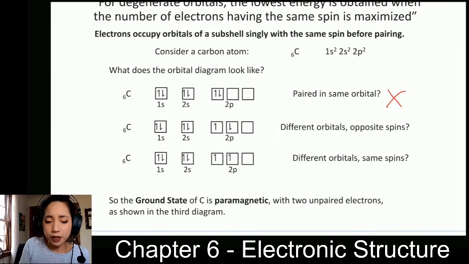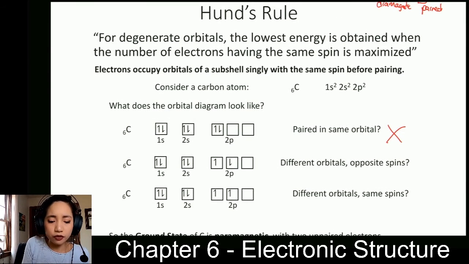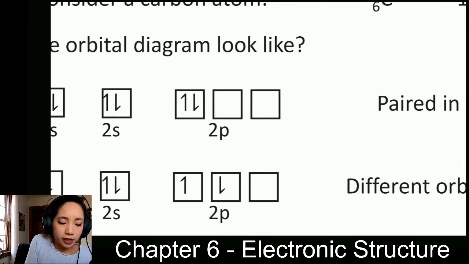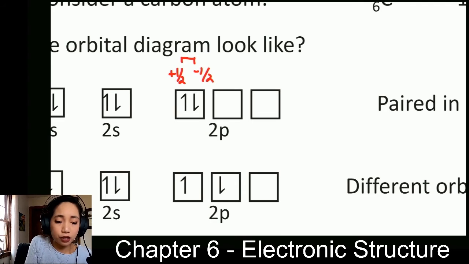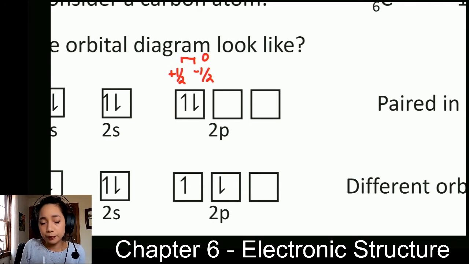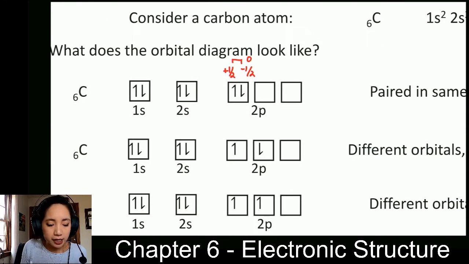That will not maximize energy. If we look at the definition of Hund's rule, it says we want to maximize our spin. If we look at the spin of these electrons, one of them is spin up, so that's a positive 1/2, and the other one is a negative 1/2. Overall, those two paired electrons have a total spin of 0 because they add up. So let's look at the next example.